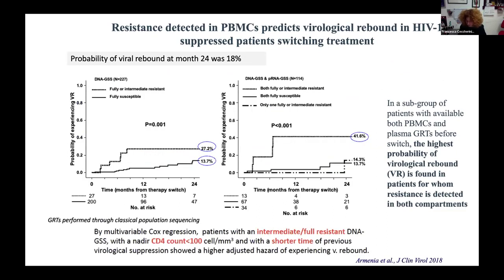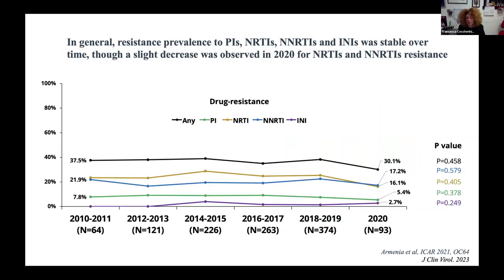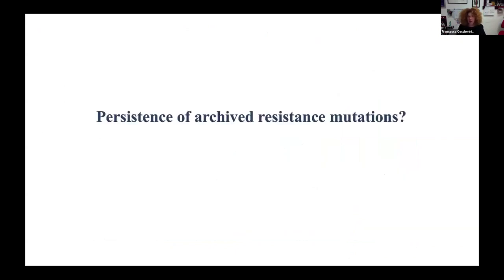So here in Italy, we do a lot of PBMC genotypic resistance tests, and indeed we prove here that if we combine the interpretation of previous historical resistance tests plus the DNA test, we have a better response in preventing virological failure in comparison to just using the previous plasmatic RNA. So we have experience of an increased request for HIV DNA GRT in clinical practice, as you see over the years. And this is what we see also, that the resistance is quite stable, okay? So you see that around 30% there is any resistance, and for each class we have persistence.